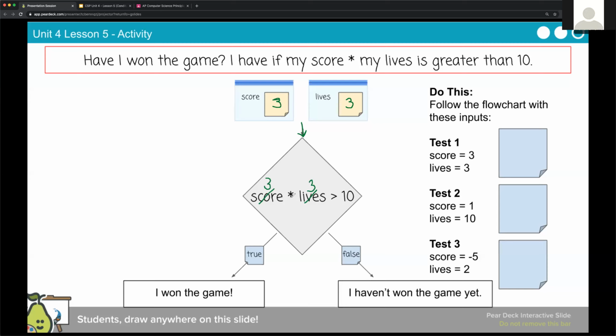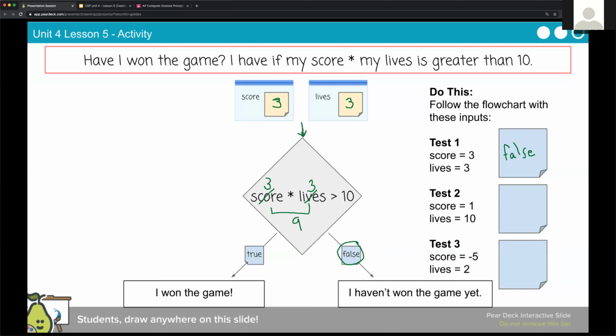So now I have 3 times 3. Now I can reduce that math to 9. And now I have the statement 9 is greater than 10. I know that 9 is not greater than 10, so this is going to evaluate to false. What I want to write on the right here on my blue sticky note is the Boolean value false. Okay, and then the decision is I have not won the game yet.